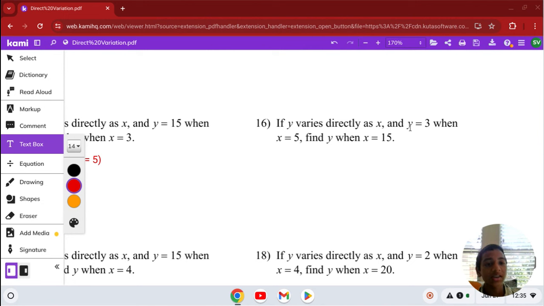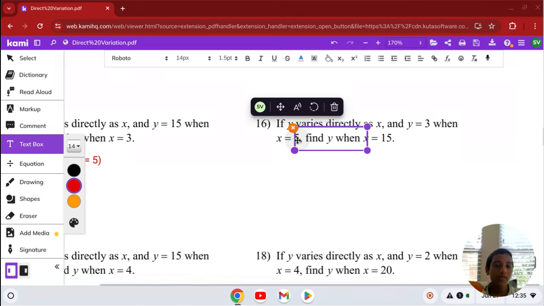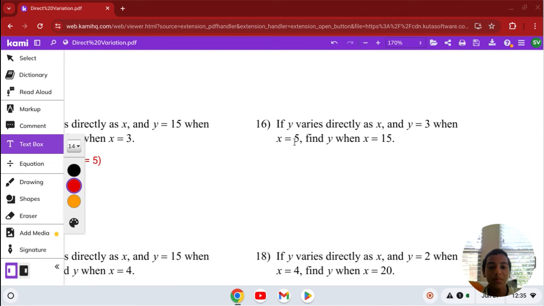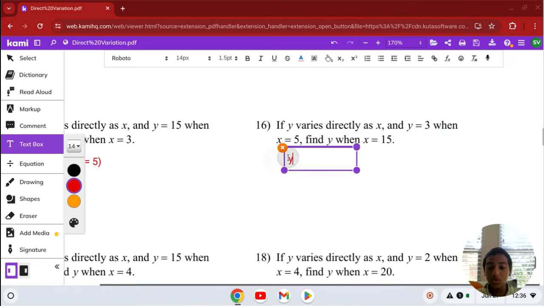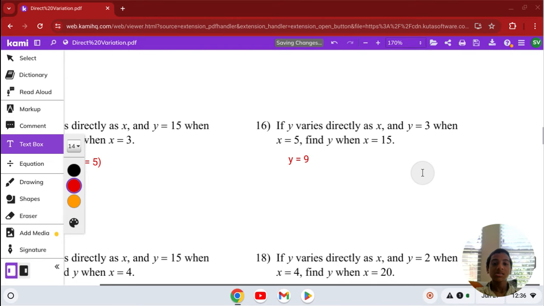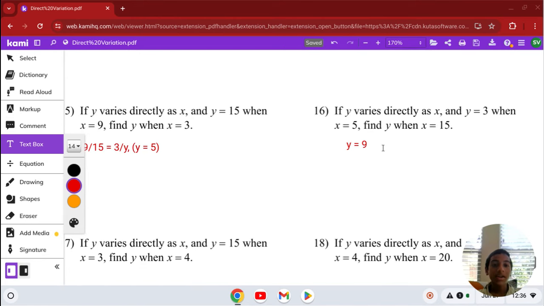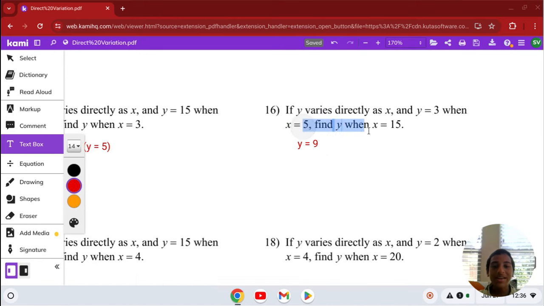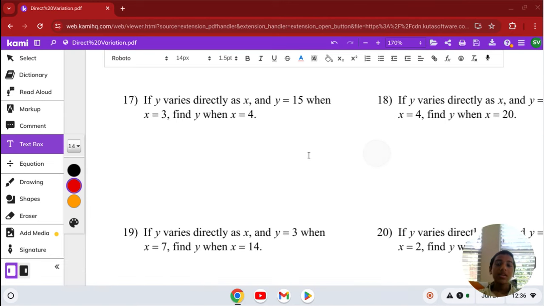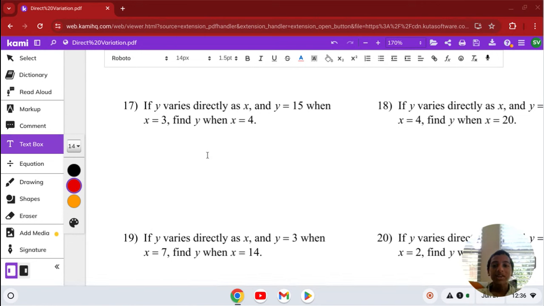Number 16, y equals 3 when x equals 5. Find y when x equals 15. To get from 5 to 15, we multiply by 3. And to get our new y, we multiply by 3 here as well, which means y equals 9. And it should make sense. Our x is getting bigger, so our y should be getting bigger. Same here, y equals 15 when x equals 3. Find y when x equals 4.